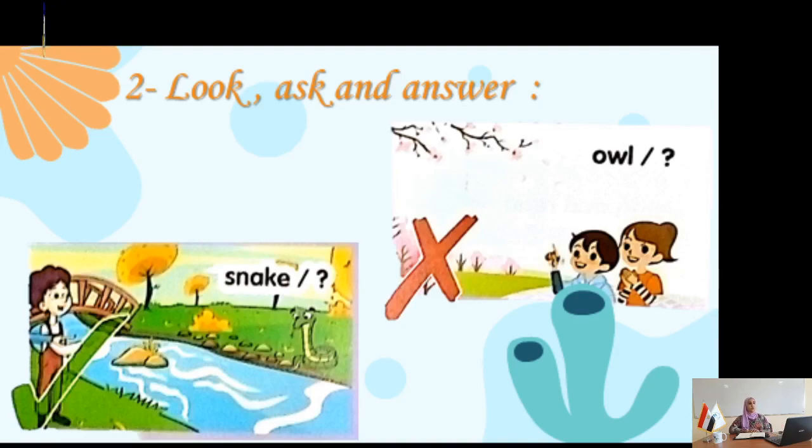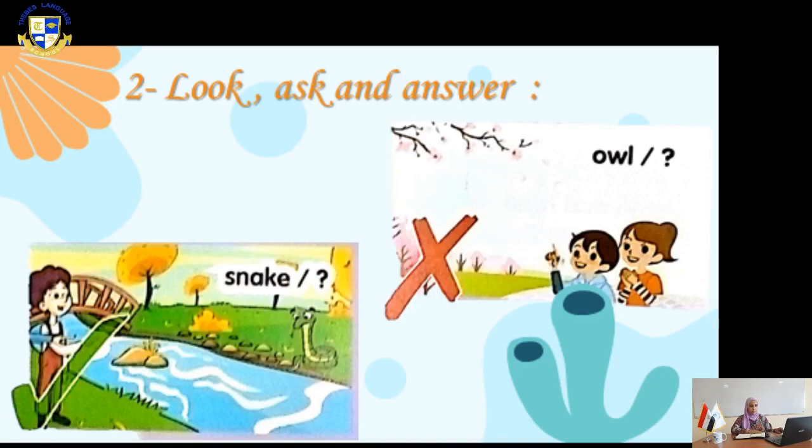Exercise number 2, look, ask, and answer. Was it a snake? Yes, it was. So here, this is the way I ask about the picture number 1 of the snake. Was it a snake? Yes, it was. Was it an owl? No, it wasn't.